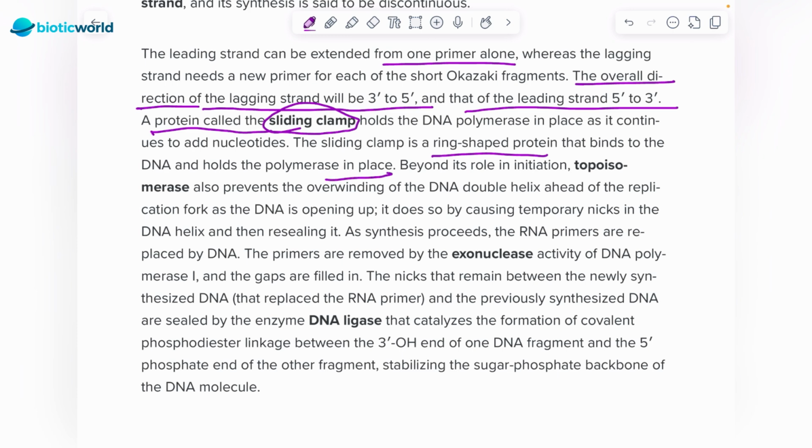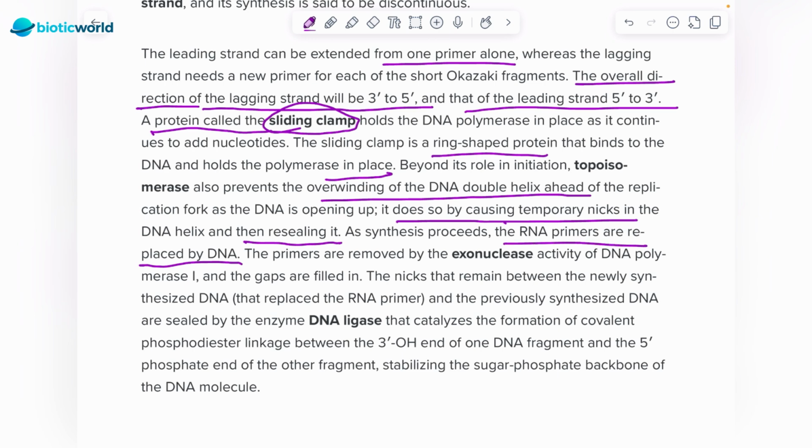Beyond its role in initiation, topoisomerase also prevents the over-winding of the DNA double helix ahead of the replication fork, as the DNA is opening up. It does so by causing temporary nicks in the DNA helix and then resealing it. As synthesis proceeds, the RNA primers are replaced by DNA.